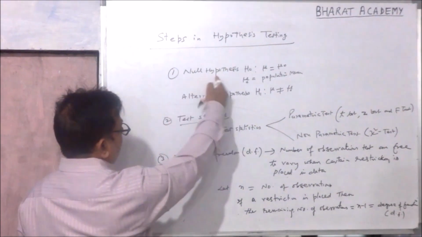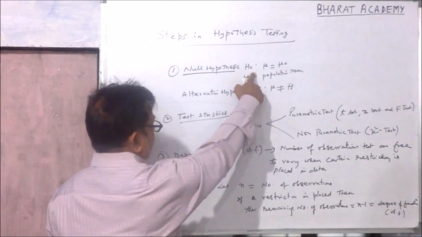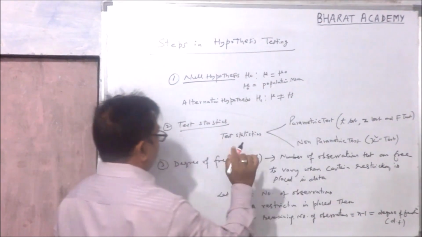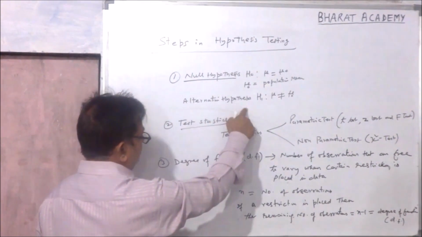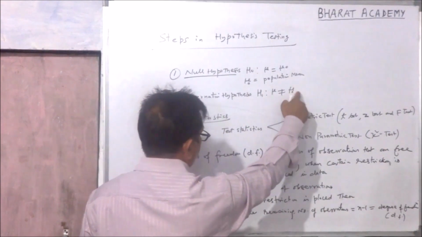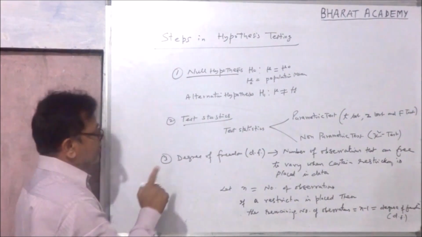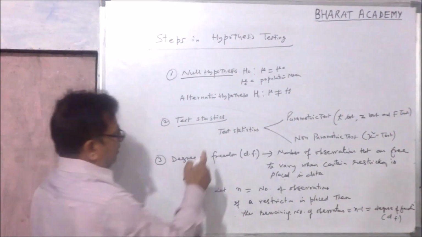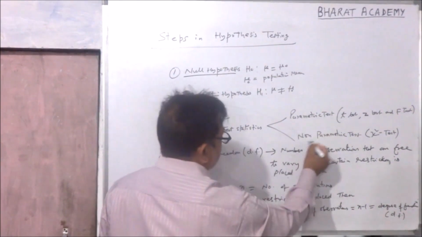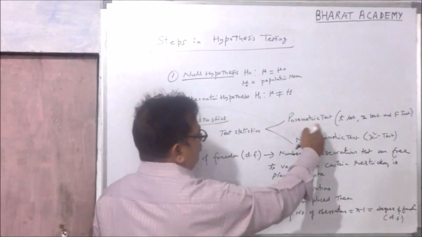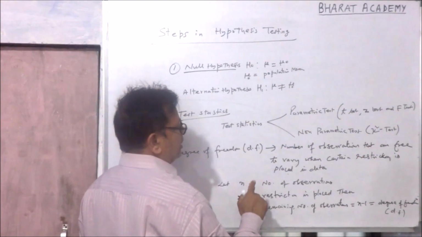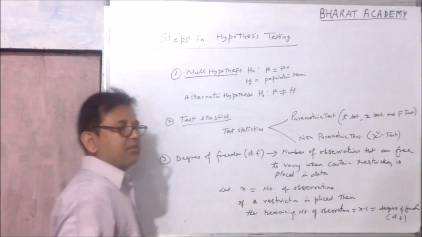Now students, there are certain steps in hypothesis testing. First of all, we form the null hypothesis. H naught is mu equal to mu 0, where mu 0 is the population mean, and then the alternative hypothesis, just opposite of this null hypothesis, H1 will be mu is not equal to mu 0. Now the second step is test statistic. Test statistics are basically of two types, parametric test and non-parametric test. In parametric test, T test, Z test, F test are there. In non-parametric test, only chi-square test is there.